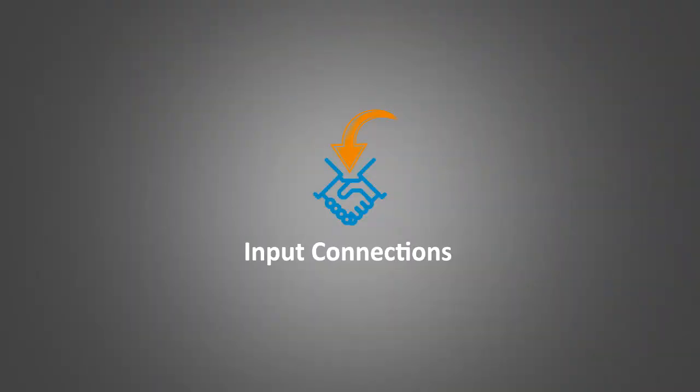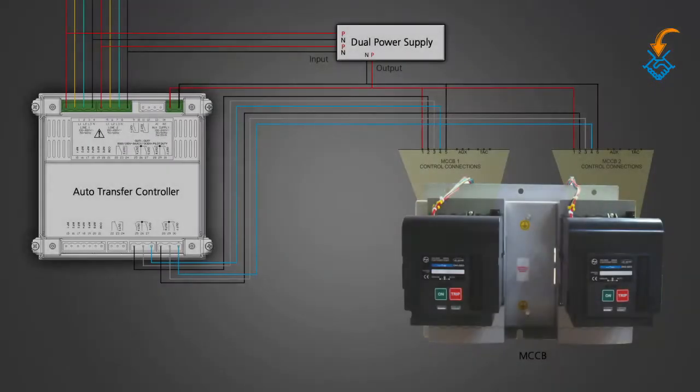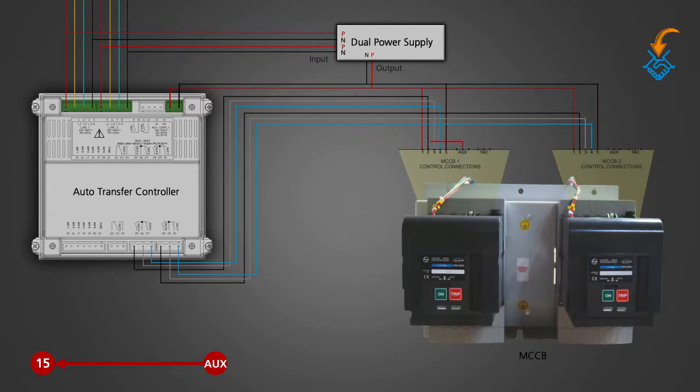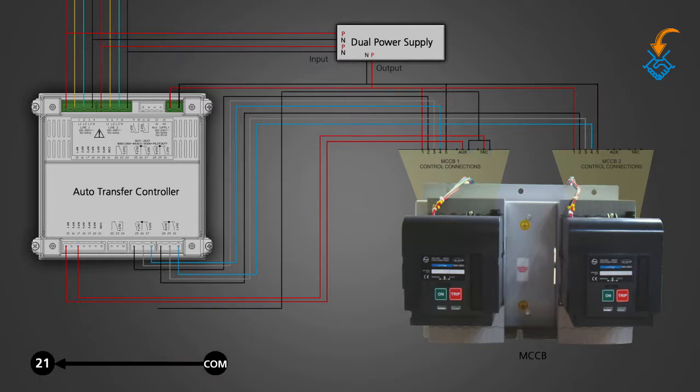Input connection. MCCB 1. Auxiliary red wire connected to terminal 15 of the controller. Trip alarm contact or TAC red wire connected to terminal 17 of the controller. Common black wire of auxiliary contact and TAC contact connected to terminal 21 of the controller.